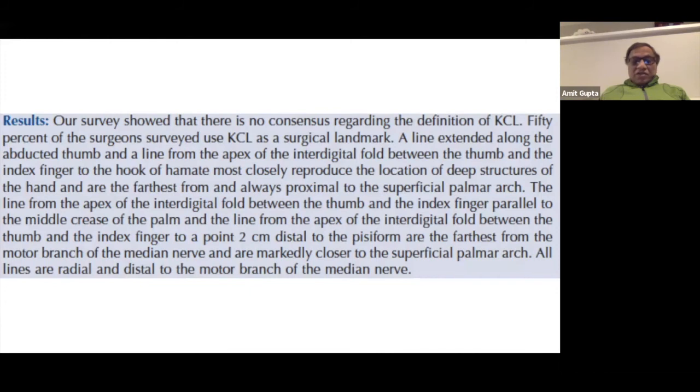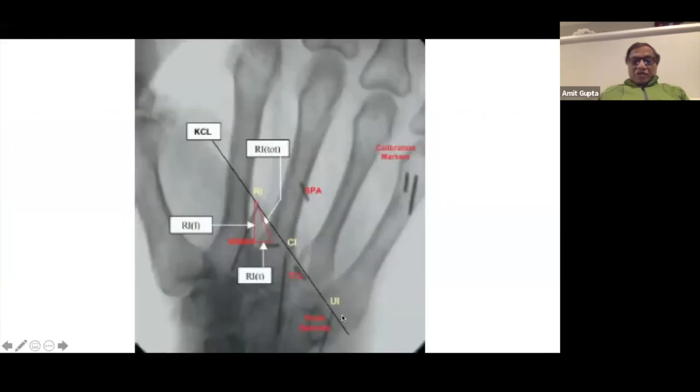So what the team did was they did an anatomical study in 30 cadavers. They marked the Kaplan's cardinal line on the x-rays, and then they dissected these cadaver specimens and put radio-opaque markers where these different anatomical structures are. So the median nerve, the superficial palmar arch, the deep palmar arch, the border of the transverse carpal ligament, hook of the hamate, etc. They put these markers, and they measured to see how far they were out from each of these different descriptions of the Kaplan's line.